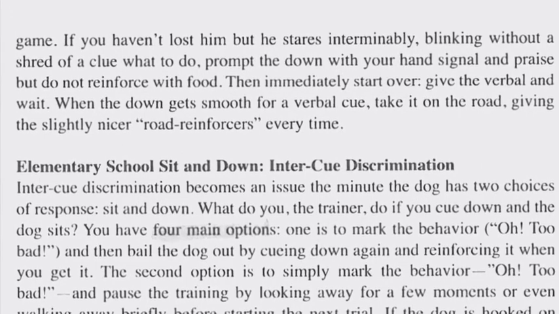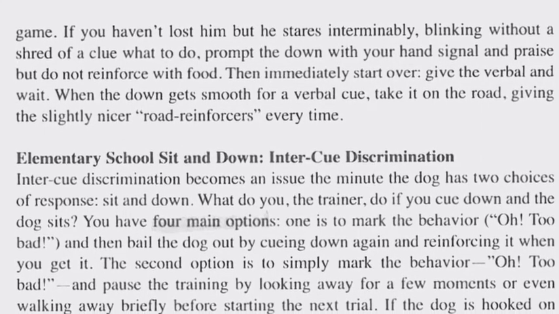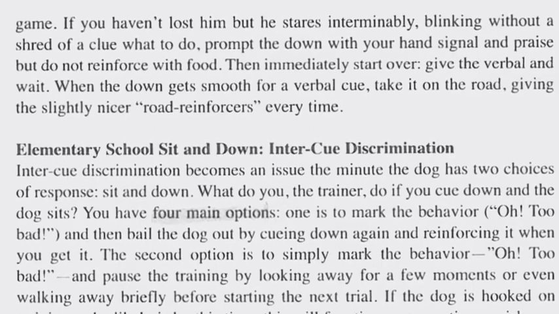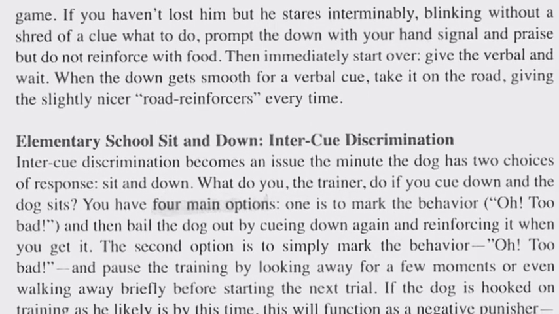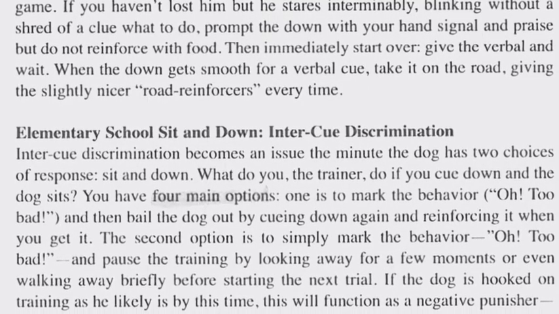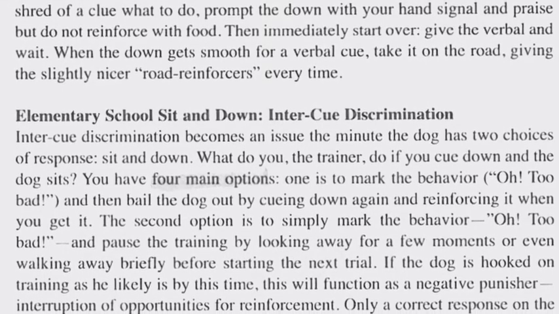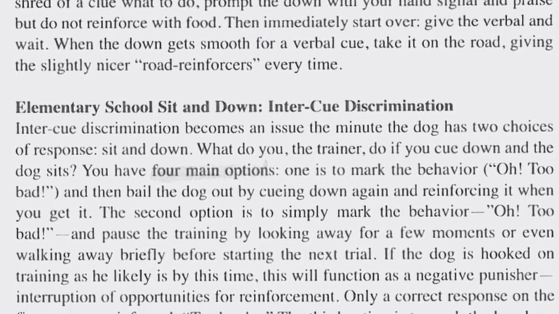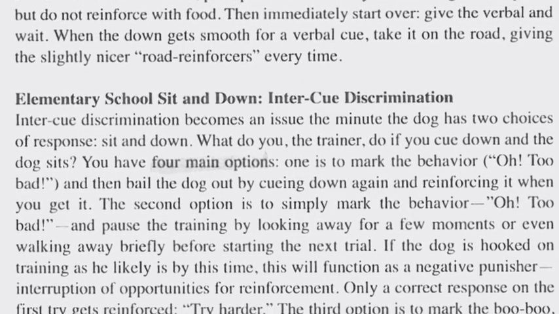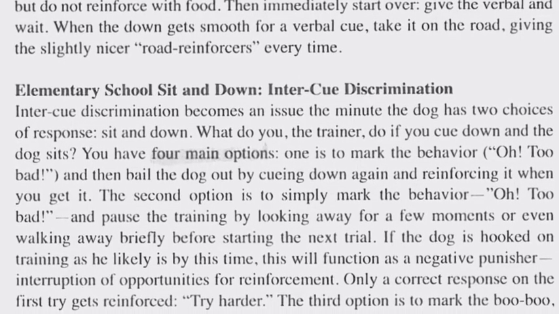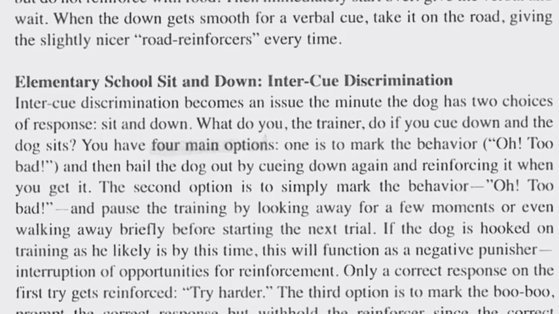game. If you haven't lost him, but he stares interminably, blinking without a shred of a clue what to do, prompt the down with your hand signal and praise, but do not reinforce with food. Then immediately start over, give the verbal and wait. When the down gets smoother for a verbal cue, take it on the road, giving the slightly nicer road reinforcers every time.